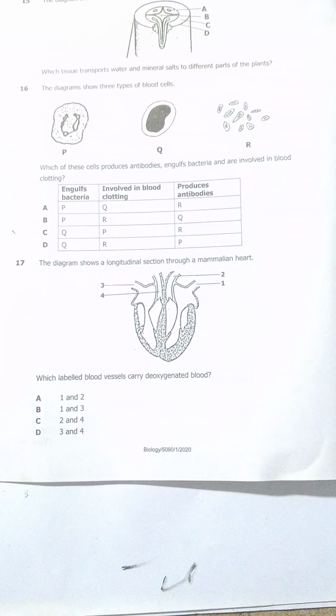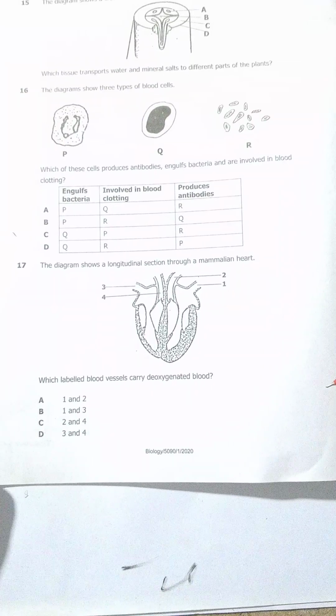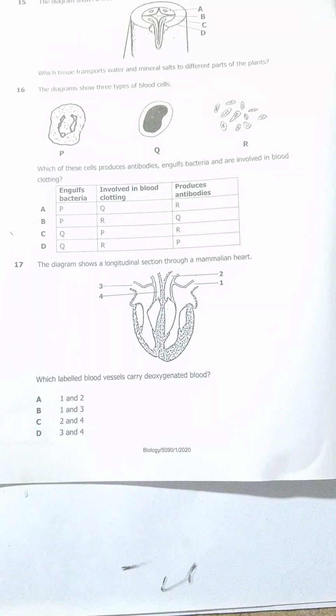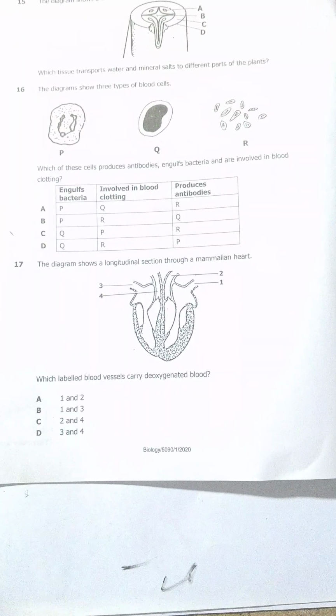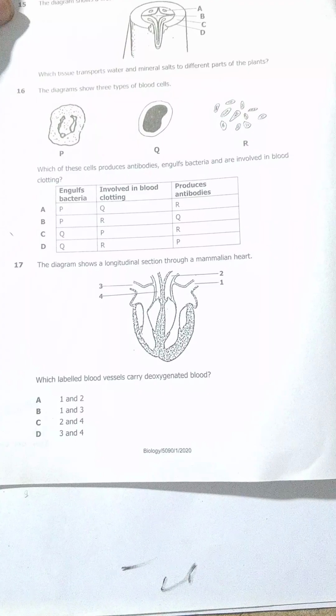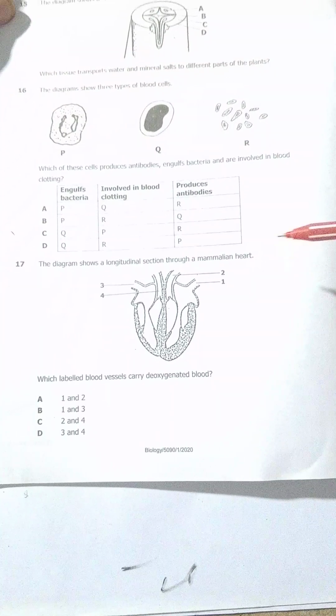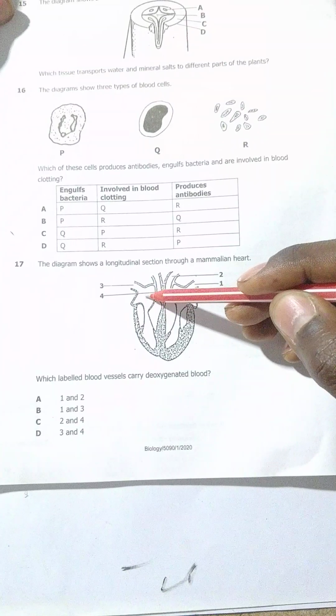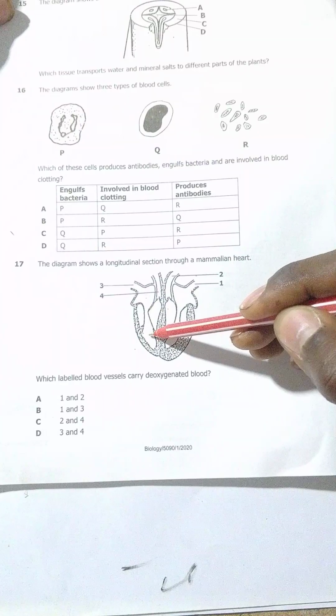We move on. So the diagram shows a longitudinal section through a mammalian heart. Which labeled blood vessels carry deoxygenated blood? So now remember that deoxygenated blood is a type of blood that comes from the body and goes to the heart. Then the first destination is the right atrium. So the right atrium now is this part. Then from the right atrium, the blood will be pushed downward into the right ventricle.